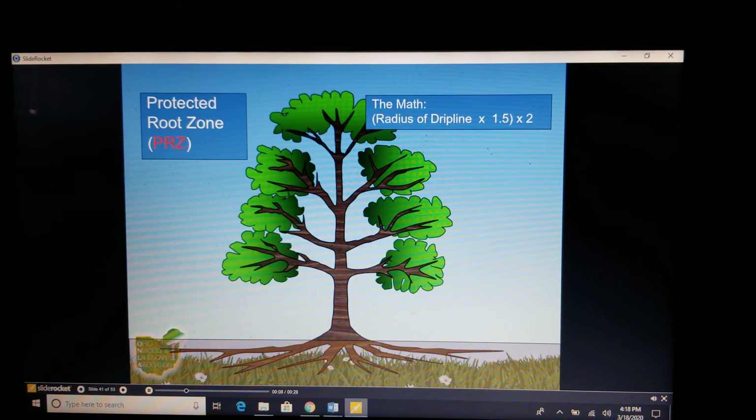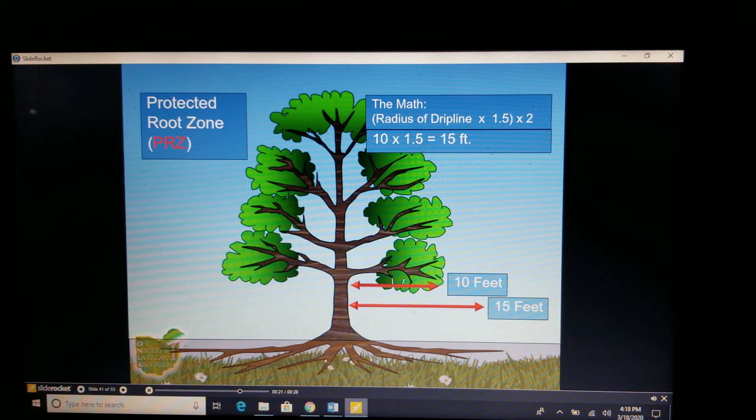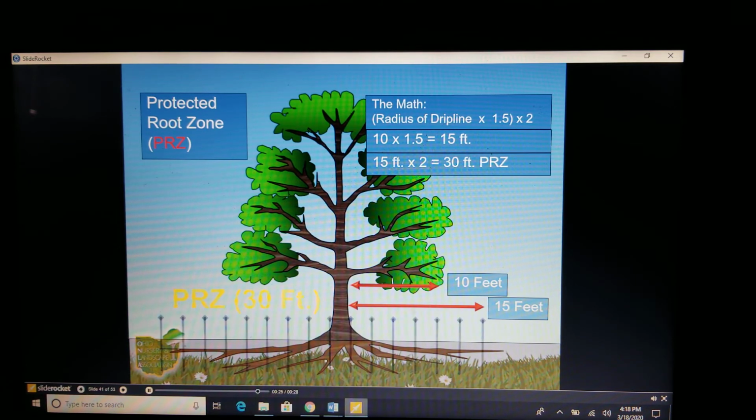A PRZ is calculated by determining the radius of the drip line and multiplying that number by 1.5, then multiplying the result by 2. In this example, the drip line radius is 10 feet. By doing the math, we find that the PRZ is 30 feet. The PRZ should be clearly marked to keep equipment off of the zone.